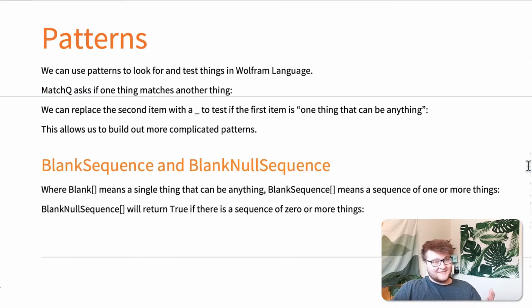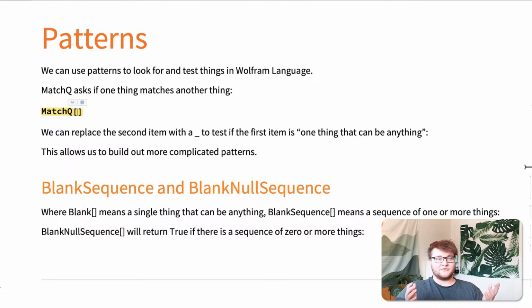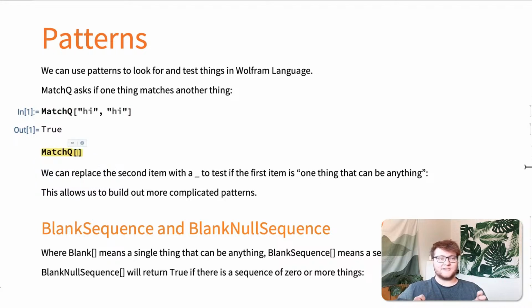So starting off with patterns, we can use patterns to look for and test things in Wolfram language. The most basic pattern that we're going to be talking about is blank, which can also be written with a single underscore. So blank just means this is one thing, and it can be anything. A standard function to test a pattern is matchQ. MatchQ asks if one thing matches another thing. So if I do matchQ of 2 strings that both say the same thing, then we get true. If I do matchQ of 2 strings that have different content, we're going to get false.